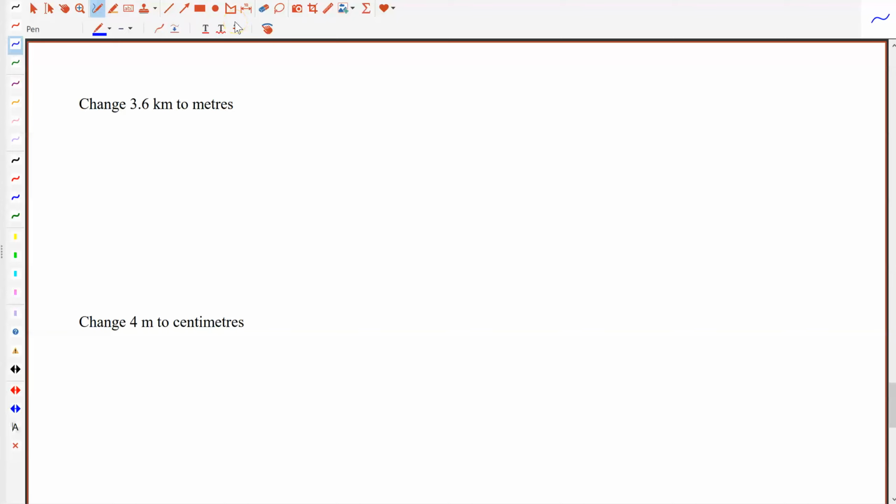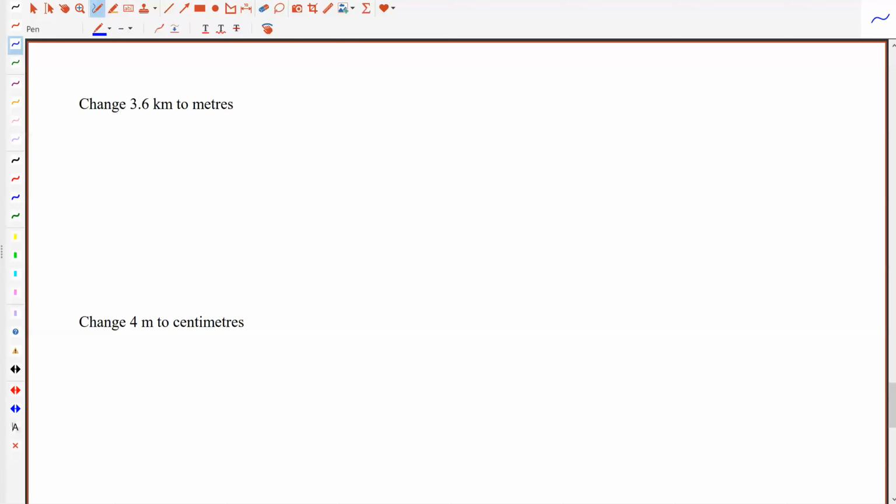Let's change some lengths in the metric system by paying attention to what prefix we're in and what one we want to go to. So in our first example, we're going to change 3.6 kilometers to the base unit of meters.